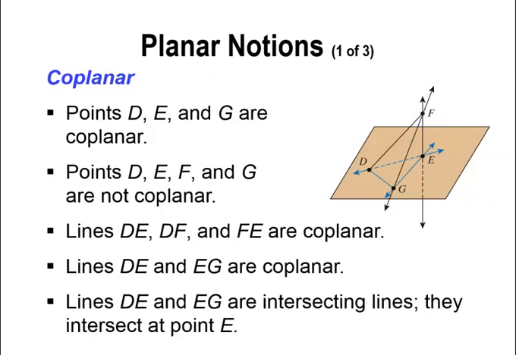So lines can be coplanar as well. So look at line DE. Notice that would be on that tabletop or that piece of paper. DF, right here. Actually, not the same plane, DF and FE. Look at that. So that's like a different piece of paper. Do you see that you could put a plane right here with lines DE, DF, and FE?